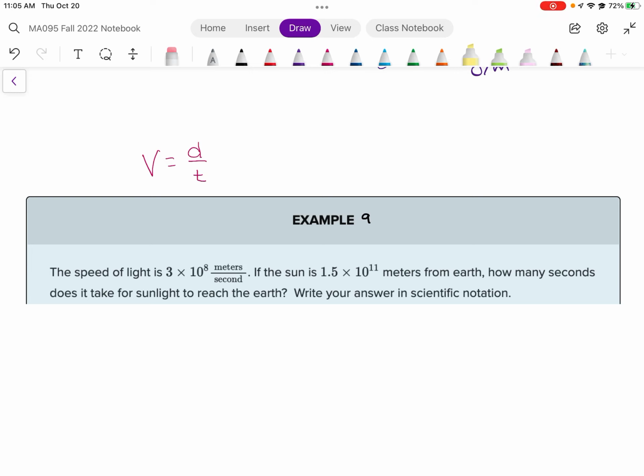So here we've got the speed of light. All right, so let's write that down. Is that velocity, distance, or time? So make sure you label everything. Velocity equals, because that's the speed, right? Velocity is speed, 3 times 10 to the 8 meters per second. All right, the next one: if the sun is 1.5 times 10 to the 11 meters from Earth, so what is that? We've got velocity. Is that distance or is that time? So make sure you're thinking about these things. So this is distance and this is velocity. So our distance is 1.5 times 10 to the 11 meters.